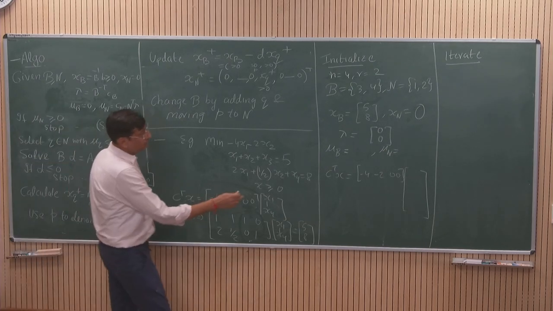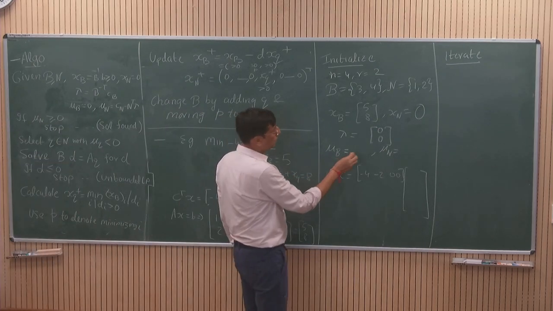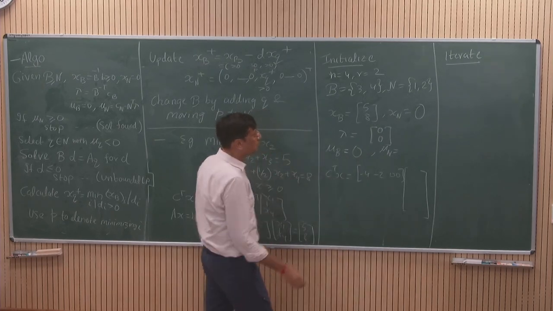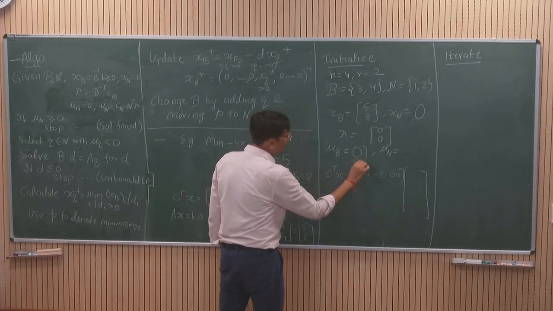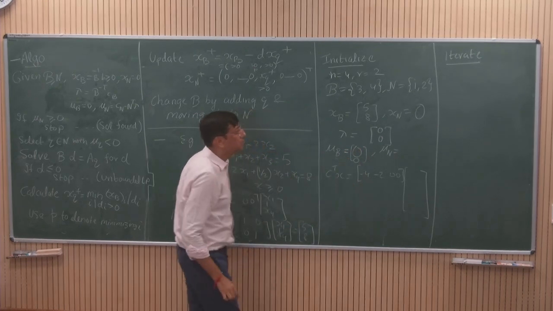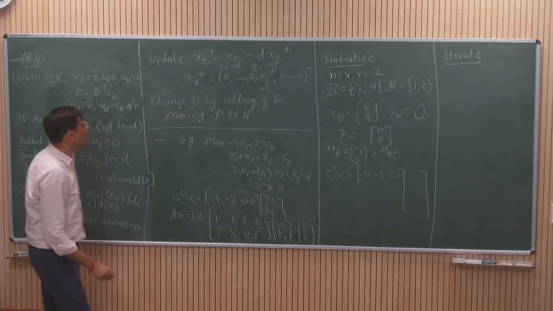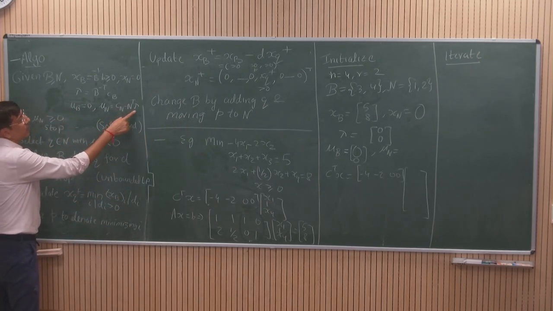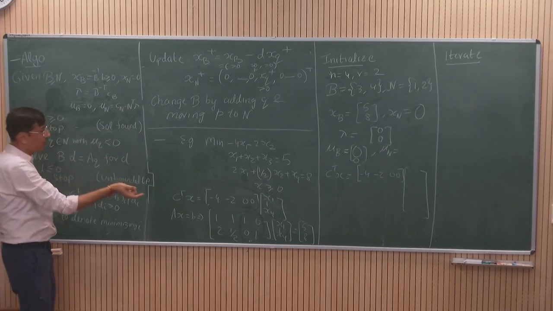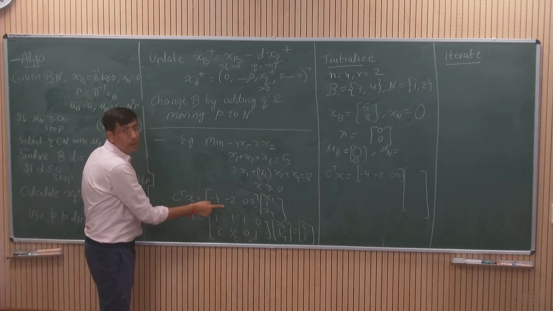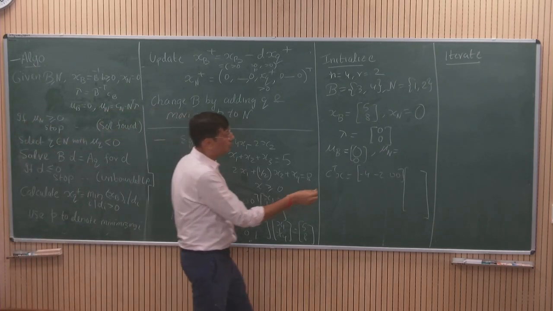Then, what is mu B? That is forced to be 0, 0. And what is mu N? Cn minus N transpose lambda. Lambda is 0, so this term doesn't matter, so it's just the C of N. C of N is minus 4 and minus 2.